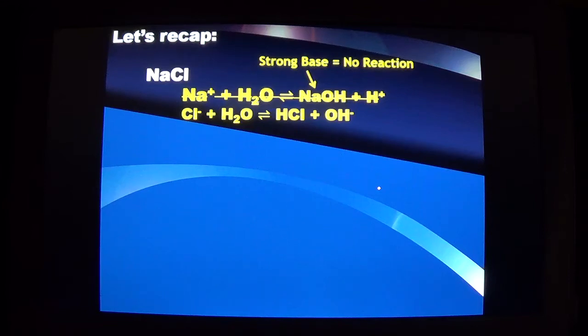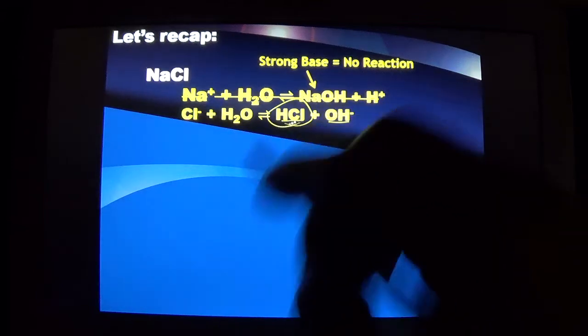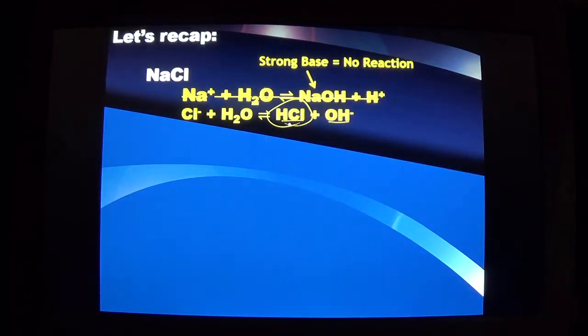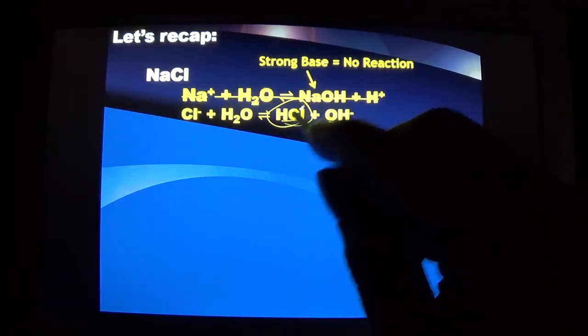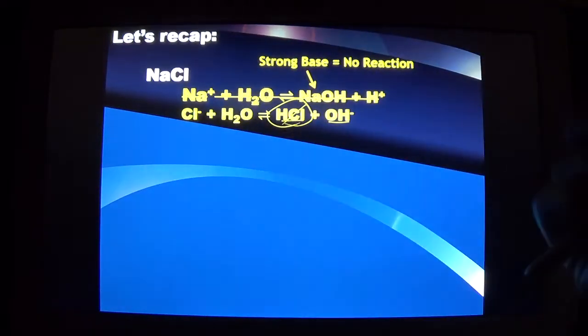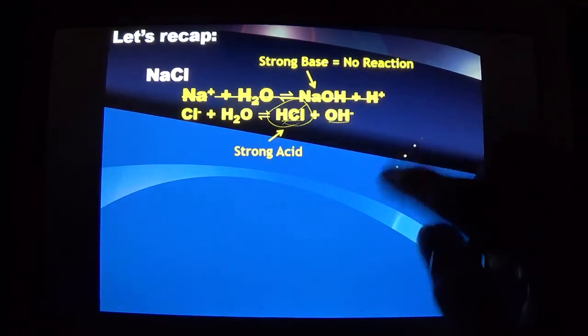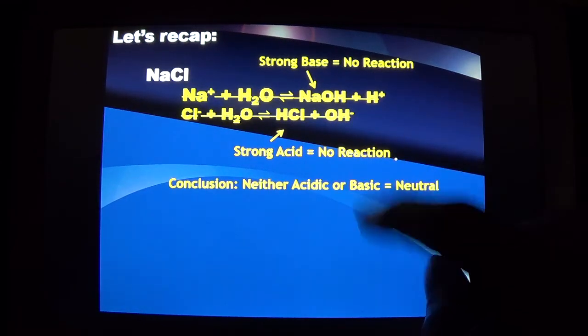Now I look at the other one and I ask the same question. Here's what I could be forming. Will I actually form the molecule HCl? Well, HCl is a strong acid, and by definition, what do strong acids do? Ionize completely. This is the opposite. Is it going to do the opposite? By definition, no. It's not going to form. That compound will not come together. It will not associate together. So if it won't associate either, because it's a strong acid, then no reaction. So now I've crossed them both out.